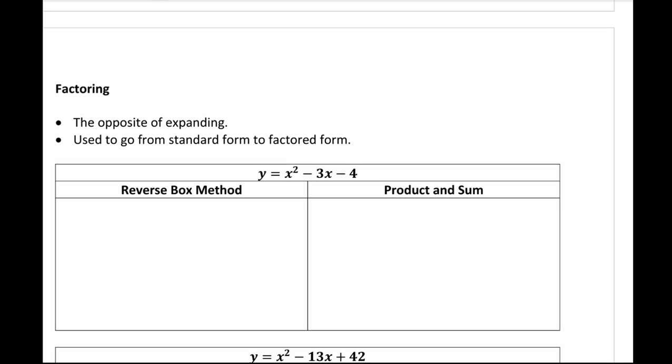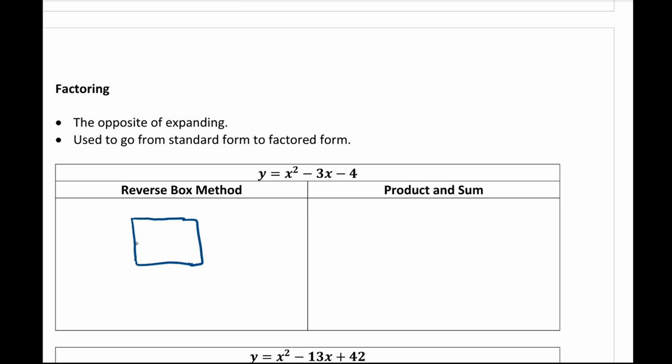And we use factoring to go from standard form to factored form. So if we want to go from standard form to factored form, we have to factor, which we have done already in this lesson. So again, I'm going to show you two different ways. Whichever way you choose to do is up to you. The reverse box method is a little bit more of a trial and error type thing.